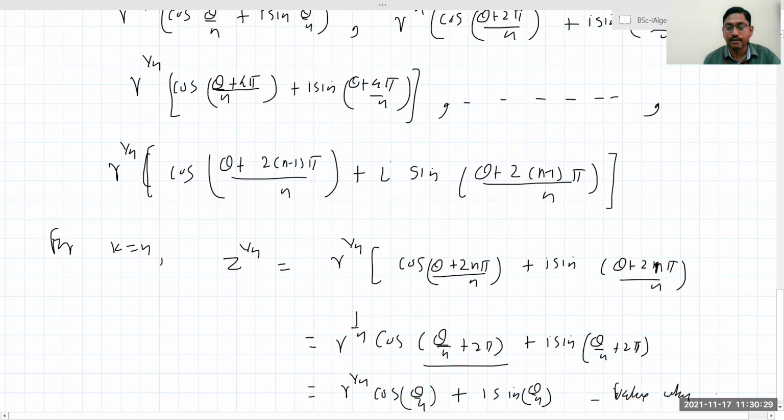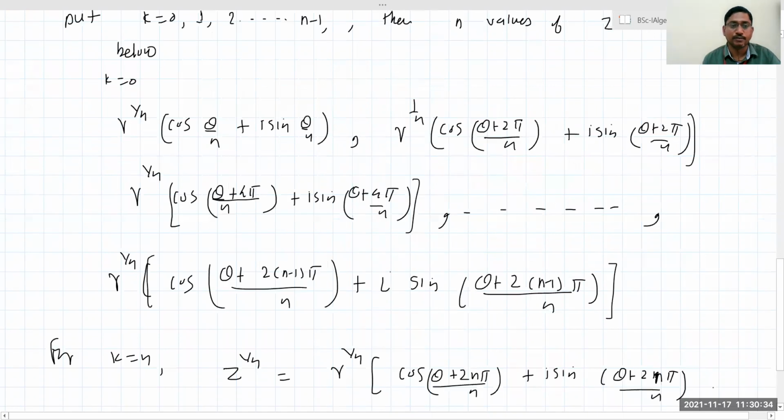You can see this is the value when k equals 0. This is the value when k equals 1. This is the value when k equals 2. And this is the value when k equals n minus 1. But when you put k equal to n, you will get the first value. Similarly, when you put k equal to n plus 1, you will get the second value.